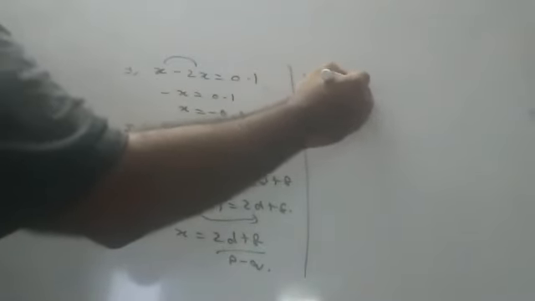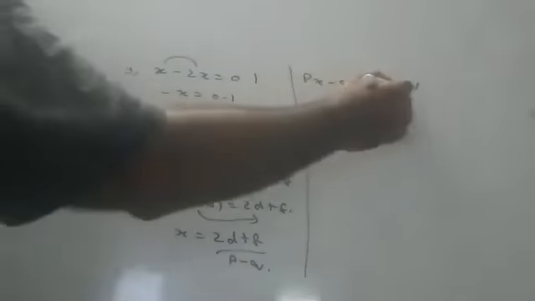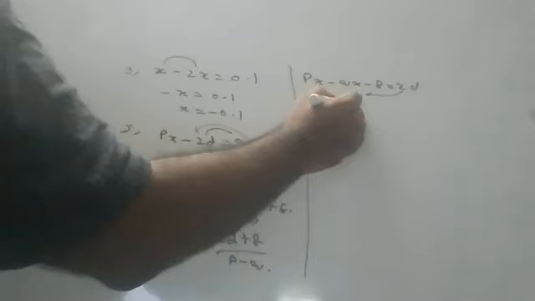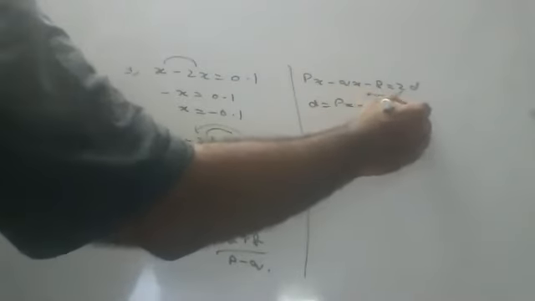px - qx - 8 is equal to 2d. I'm taking d on one side. Then bring 2 down, children. So d is equal to (px - qx - 8) by 2.